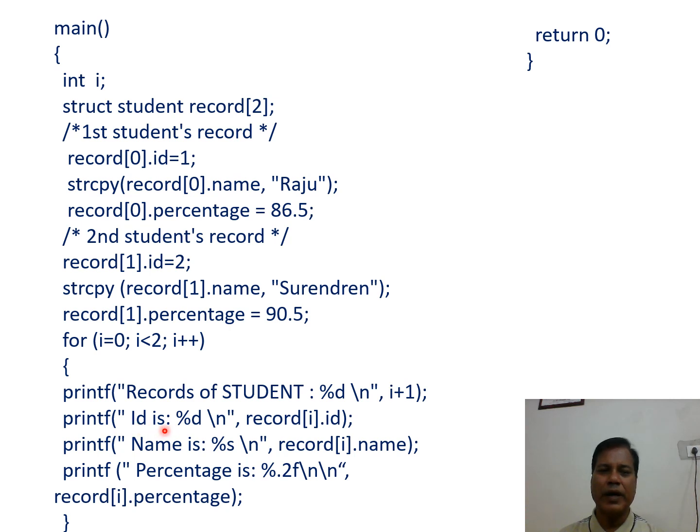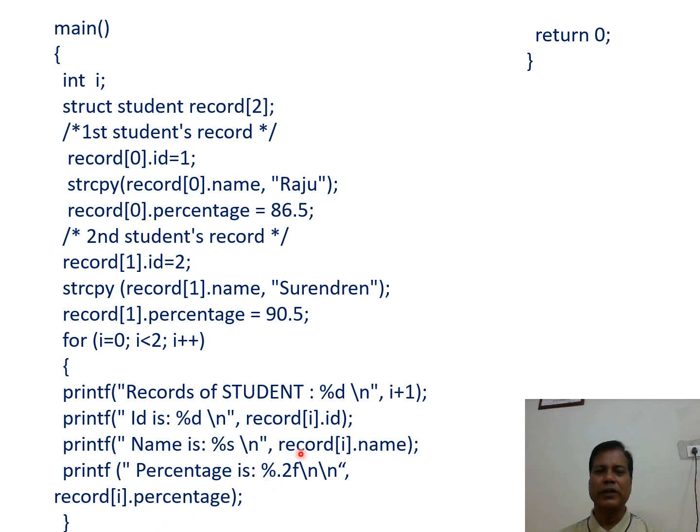"ID is" record of the first student, ID is percentage d. Then record i dot id, record i here is 0. So record 0 means record of the first student dot id. What is the id of the first student? That gets printed here. In a similar way, the name of the first student is printed at this point, and also the percentage marks of the student gets printed at this point.